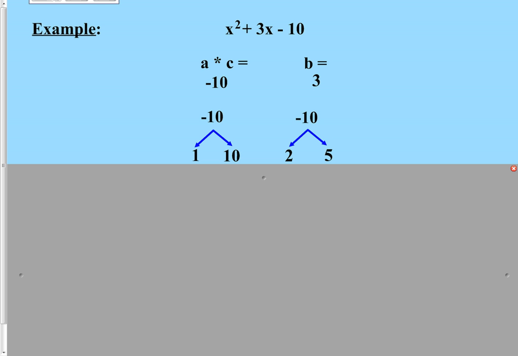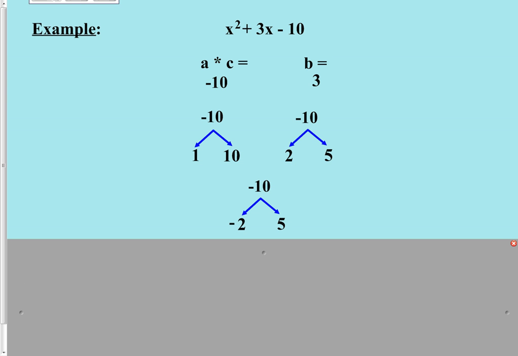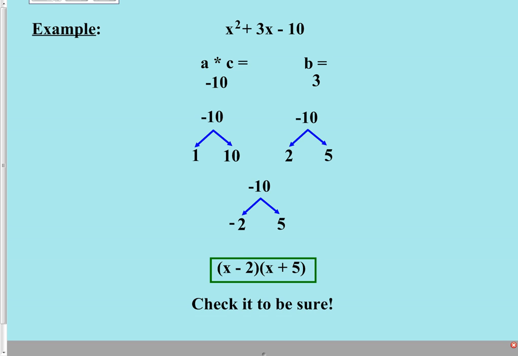Well, I think it's pretty clear to see over on the right side, the 2 and the 5, if we have a negative 2 and a positive 5, that will be a negative 3. Okay, so that's everything you need. All you have to do is construct your answer. We've got x minus 2, and we've got x plus 5. You can get your answer. And for those of you that are concerned with getting questions right and wrong, always check it to be sure.